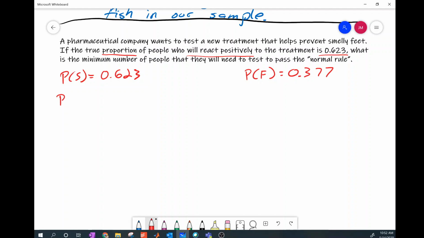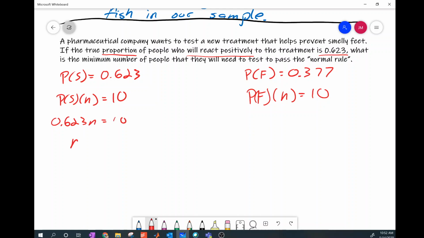So again, we want to solve the probability of success times our sample size equals 10, and the probability of failure times our sample size equals 10. So that's 0.623n equals 10. So n will equal 10 divided by 0.623. Put that in my calculator. And I'll get n equals 16.05.